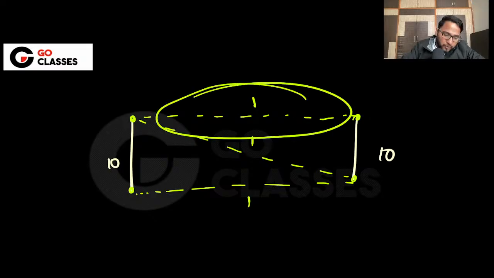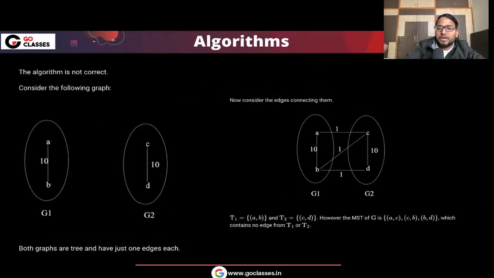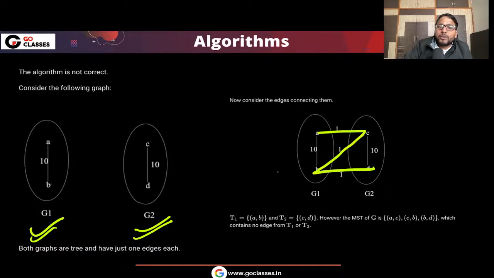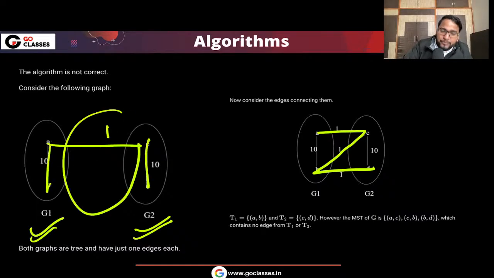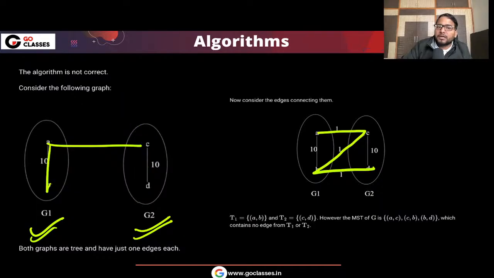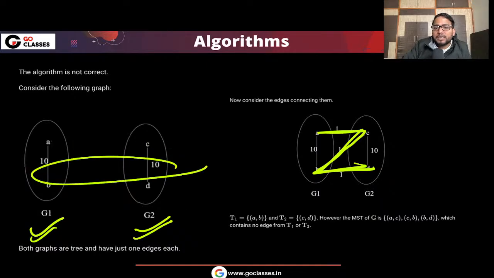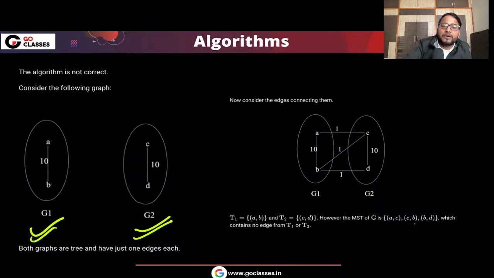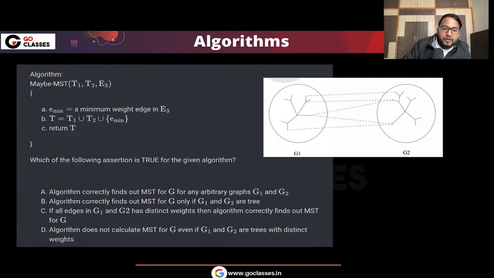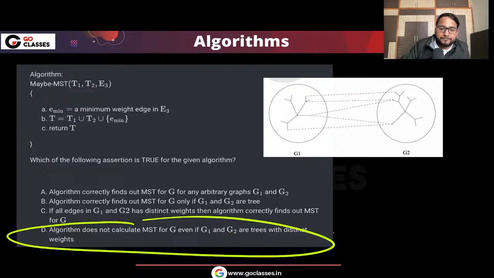No, that is false. This is a very nice question. See the counter example. This is G1, this is G2. Now if you bring this, then the new MST is this, right? And they are saying the new MST is this. 10, 10 and 1. You will keep the minimum, that is the cut property. But maybe after bringing more edges, these edges become useless. That's what we need to see. So this will not even find the correct MST, right? That's why D is the correct answer here.